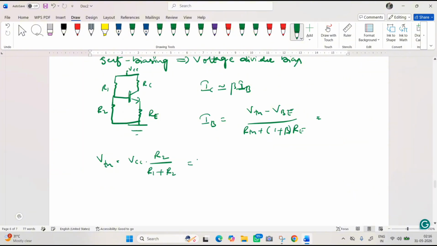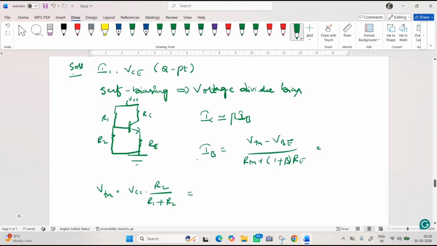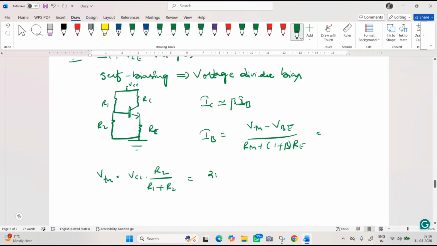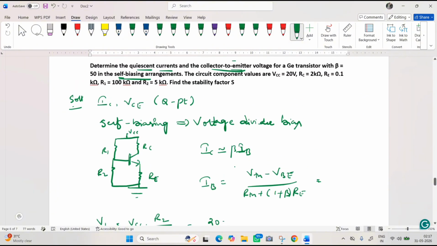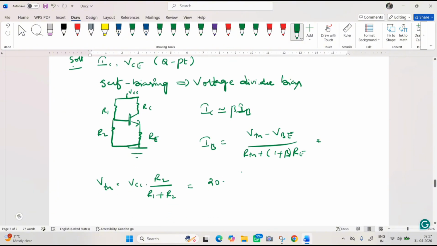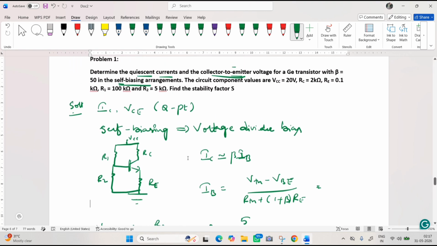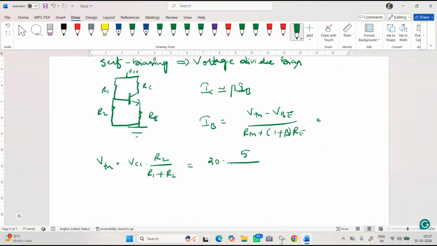How much was the VCC value given? VCC value is 20. This 20 into R2 value, which he gave as 5, and then 5 divided by R1 value, which he mentioned as 100, that is 100 plus 5. If you solve this one, we'll get somewhere around 0.952. That is VThevenin's value. And at the same time, let me try to find the RThevenin also.